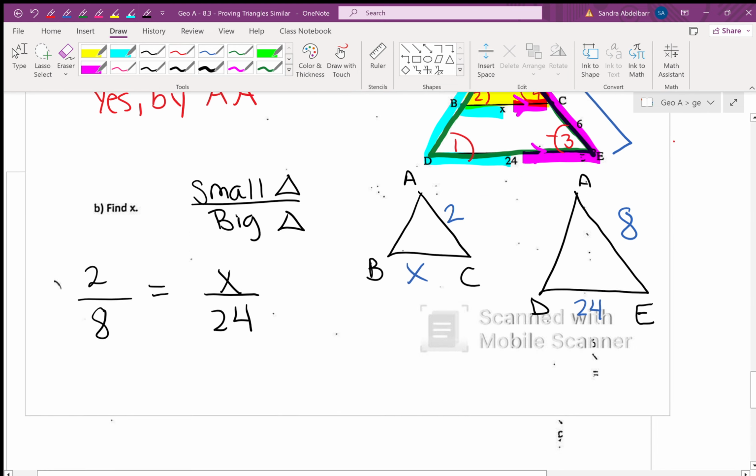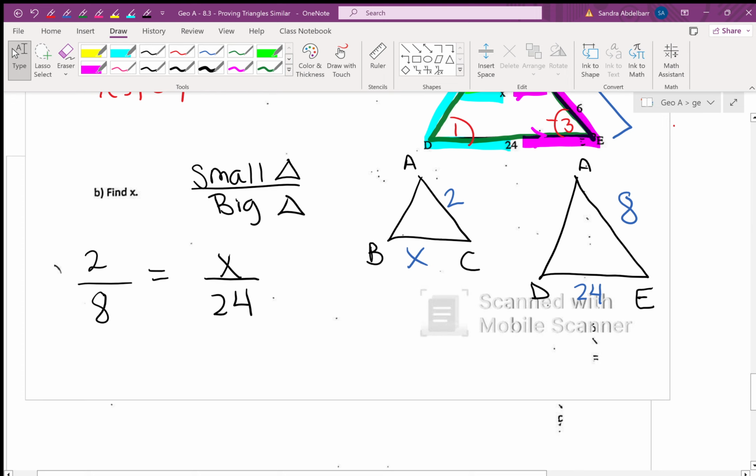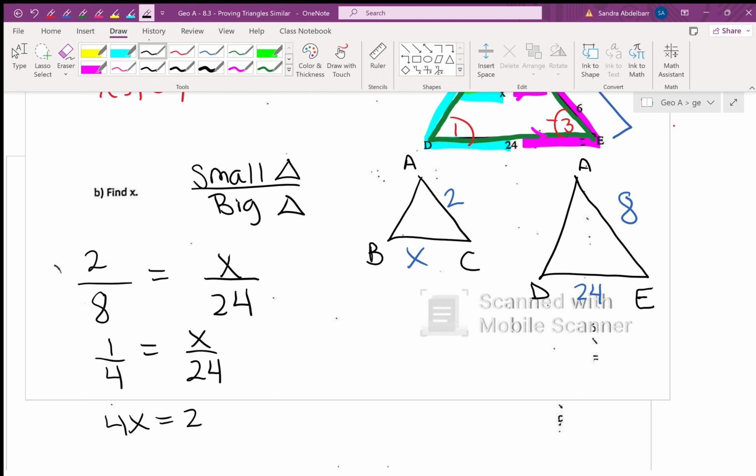Before I cross multiply, can I simplify 2/8? Absolutely. We're going to get 1/4 equals X/24. Cross multiply, we get 4x equals 24, so x will equal 6. Said find x, we found x.